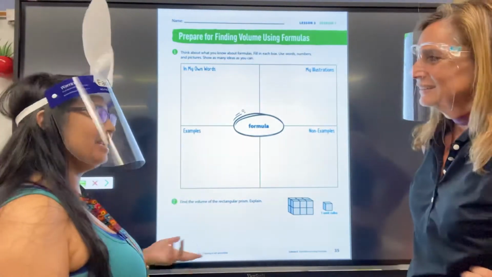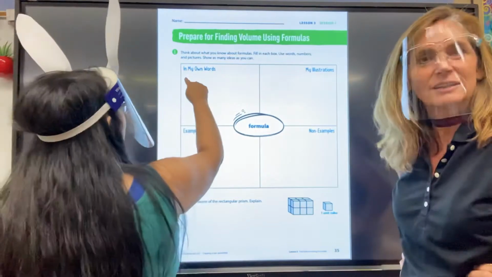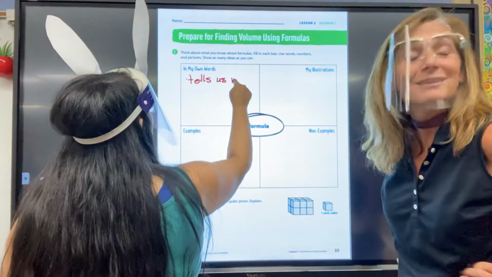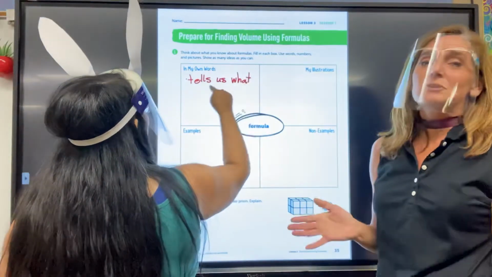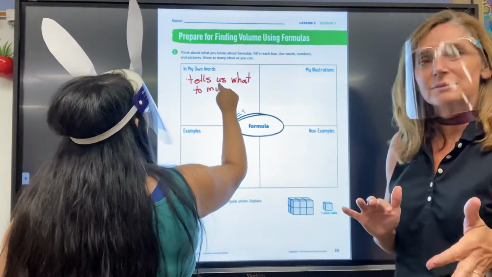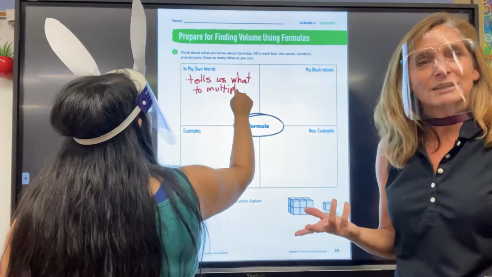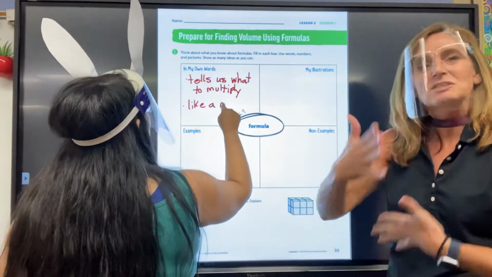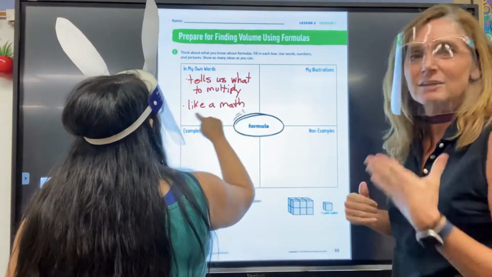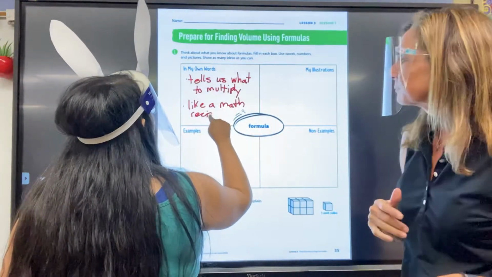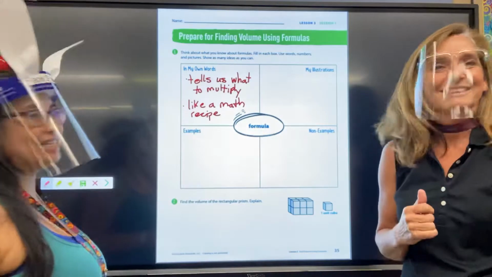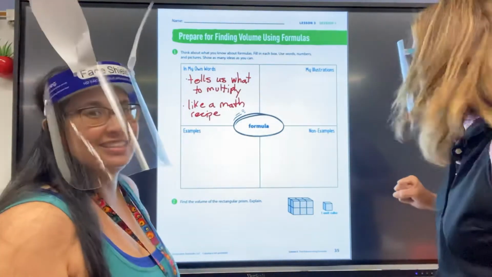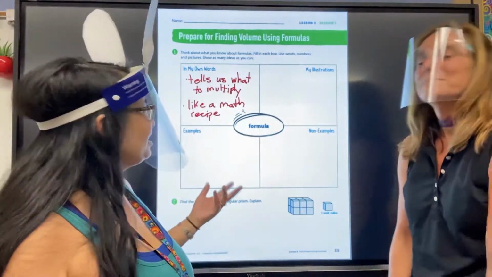Well, it kind of tells us like what to multiply. It surely does. And we were kind of talking, it's almost like a recipe. So when you cook something and it tells you what to do, a formula, when we're talking about math, is kind of like that recipe of the things that you need to do, step by step, how to get to that end product. So it's like a math recipe. Now I'm hungry. I am too. So what's an illustration of this?